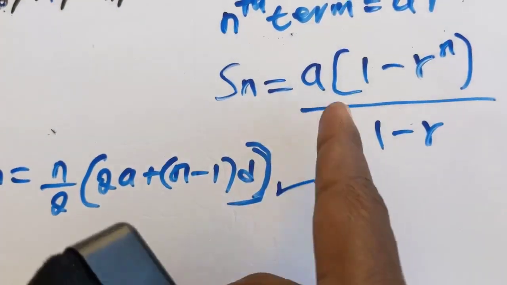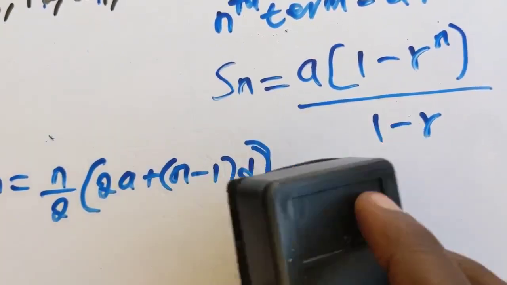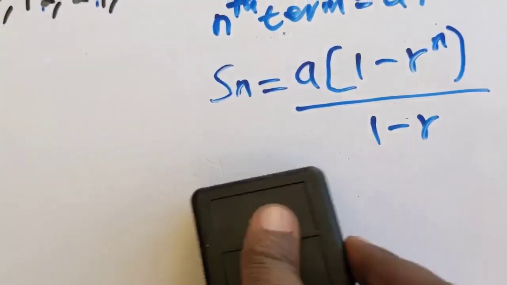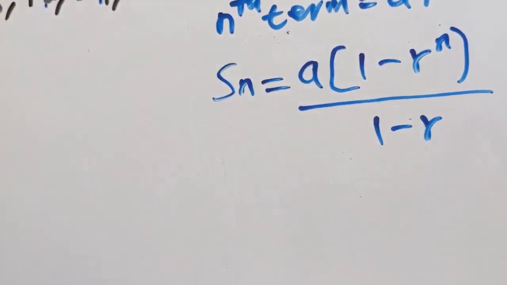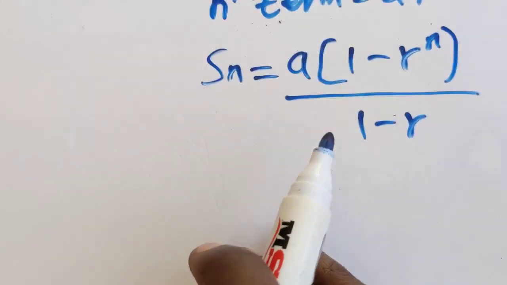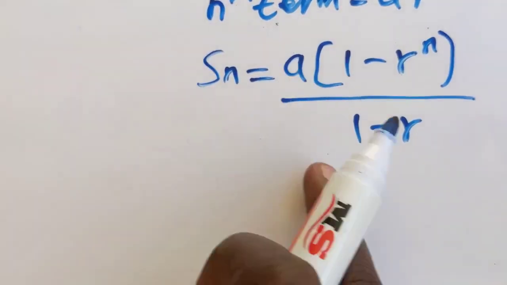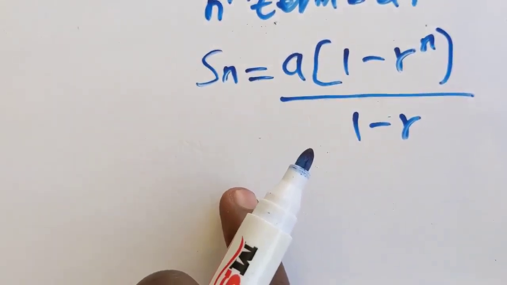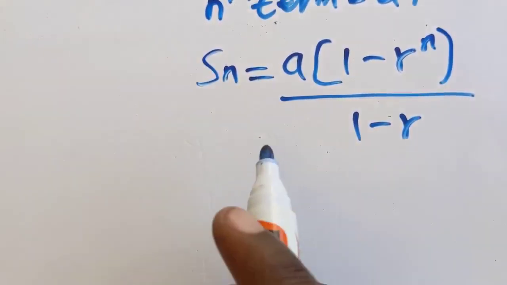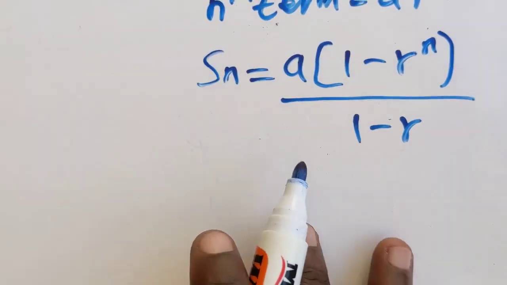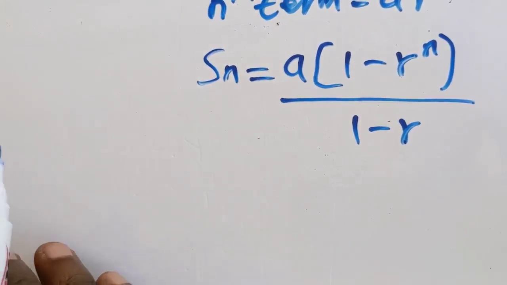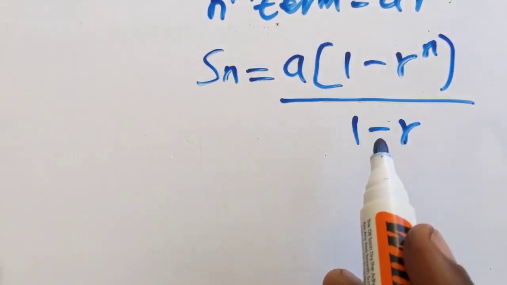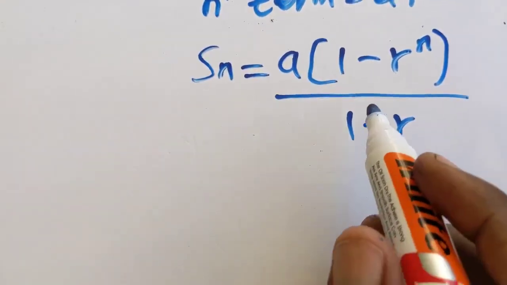Actually, this formula, which is in paper 2, you'll be given in your exam. So the only thing that you need to know about it is that for the sum there are 2 formulas. You use one when the common ratio is less than 1, and the other when the common ratio is greater than 1.